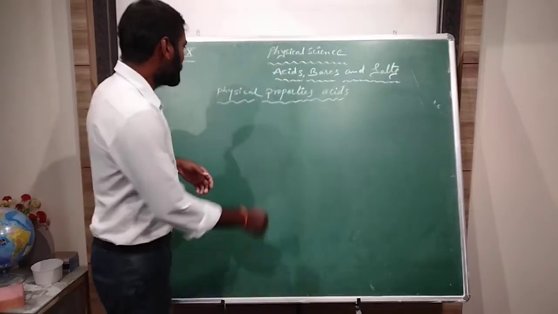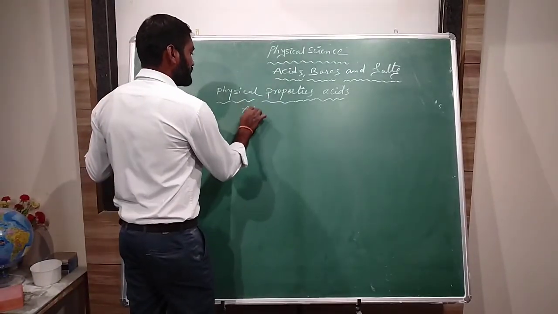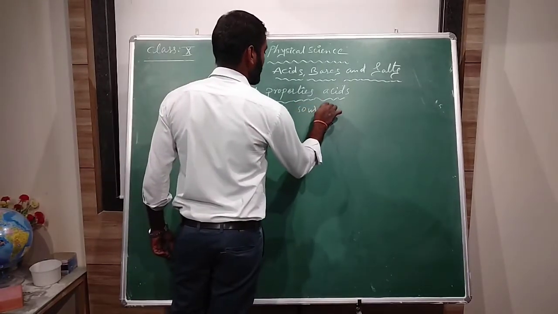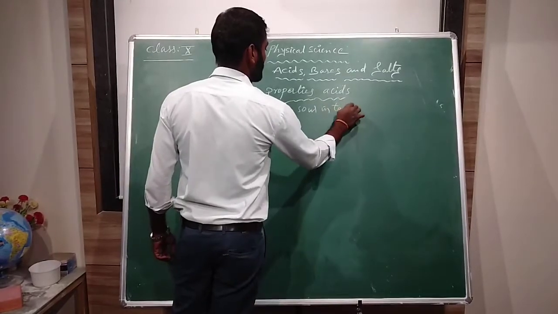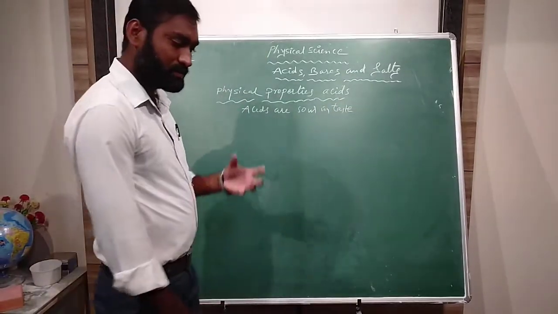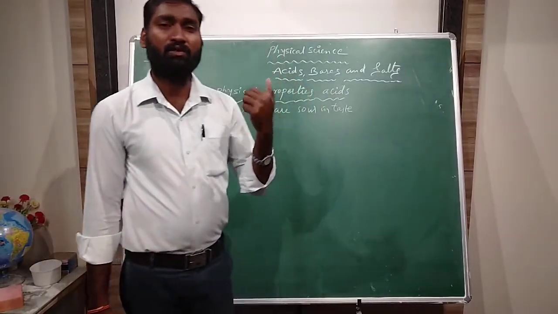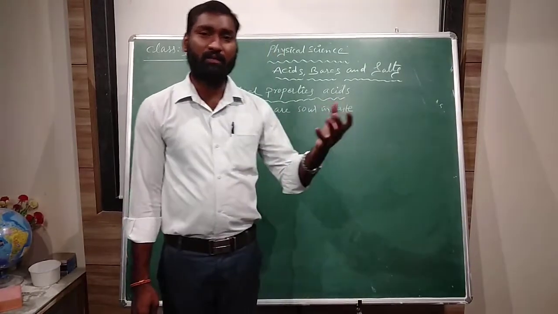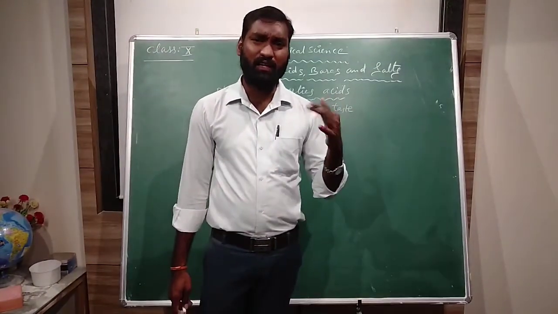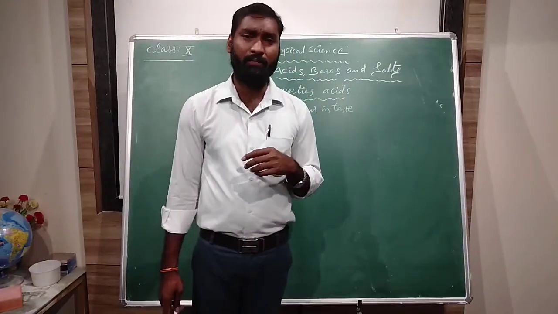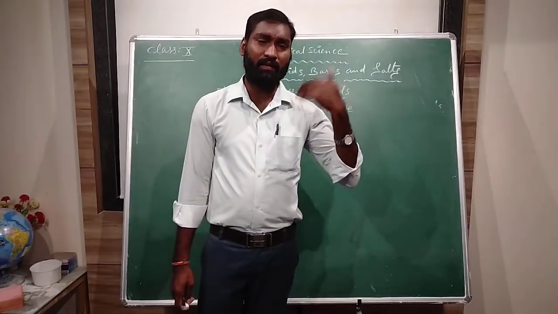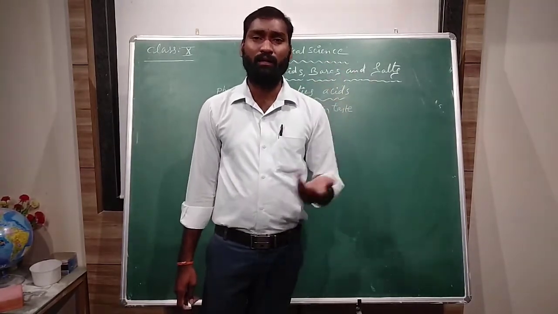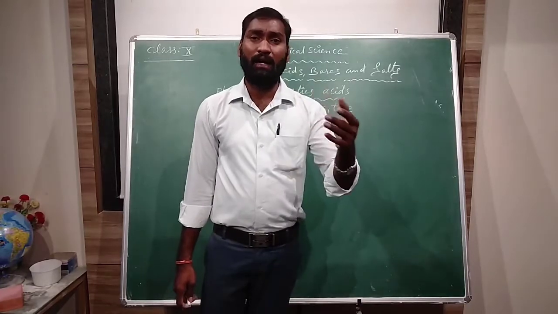Okay, so they are sour in taste. So acids are sour in taste. By taste, when you check it, you can observe that they are sour. Like citrus fruits such as lemon, oranges, and tamarind. They are very sour to taste. Curd and milk, when they are sour to taste, by that we can know that they have some acid in them.